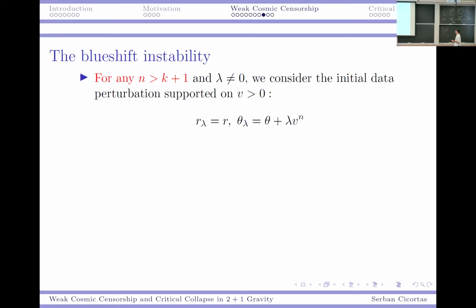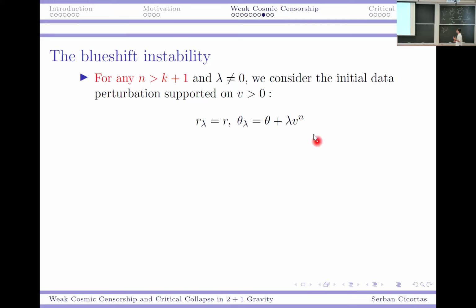So here's the perturbation that I consider. I take any n which is greater than k plus 1 and any lambda which is non-zero, and I do an initial data perturbation which is supported for v greater than 0. So I never touch this interior region. I always do something that's supported in the exterior. So my perturbation simply leaves r unchanged. And for theta, I take the old theta and I add lambda v to the n. So again, it is that simple.